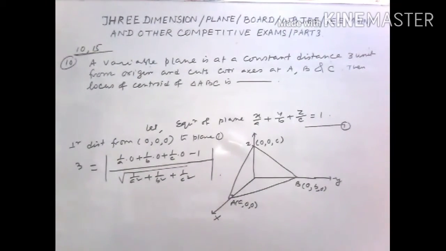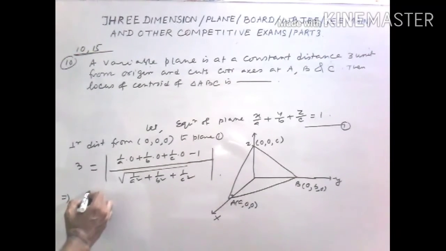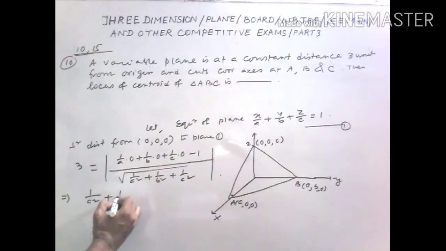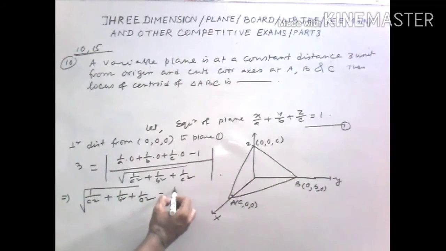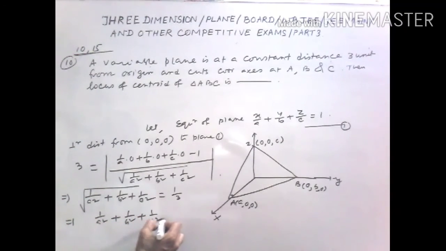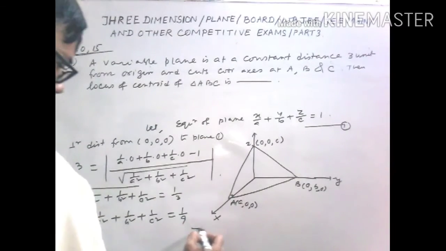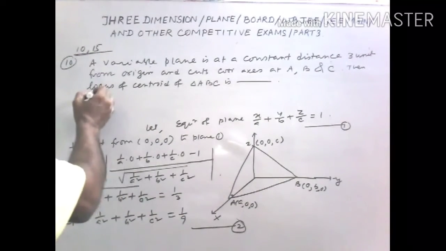So this is the formula of perpendicular distance. If we take reciprocal, so 1 by A square, 1 by B square, 1 by C square, this root over equals to 1 by 3, or 1 by A square plus 1 by B square plus 1 by C square equals to 1 by 9. So this is our equation number 2.